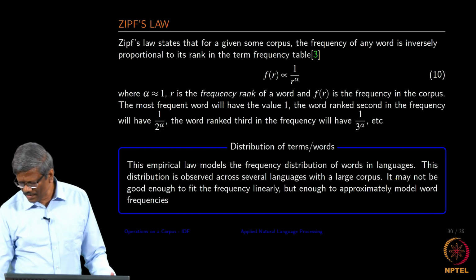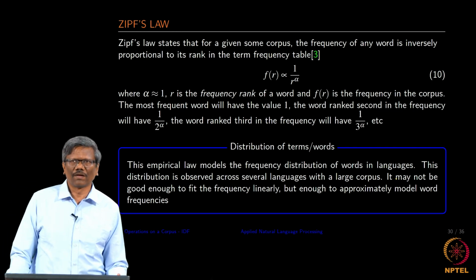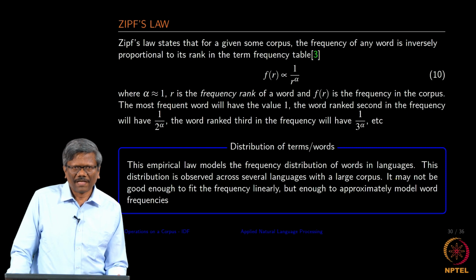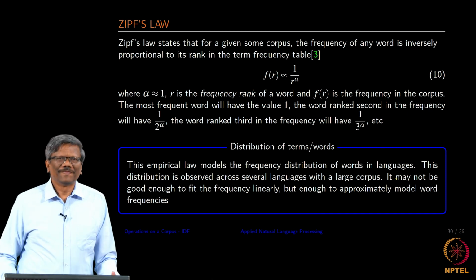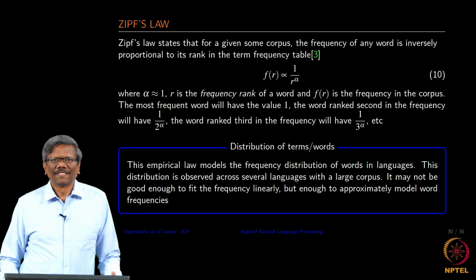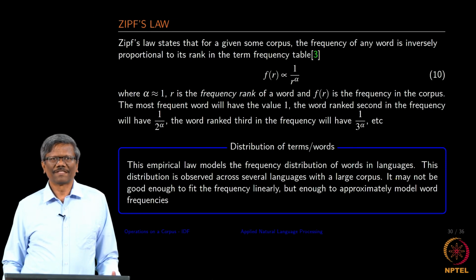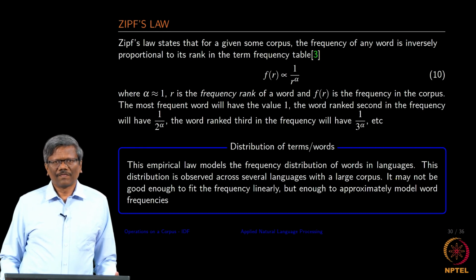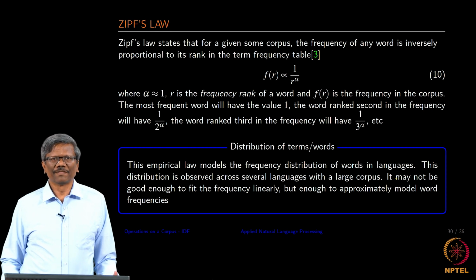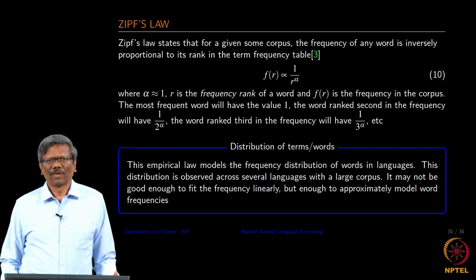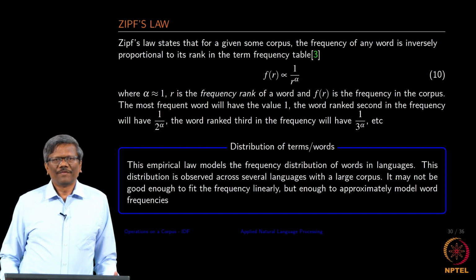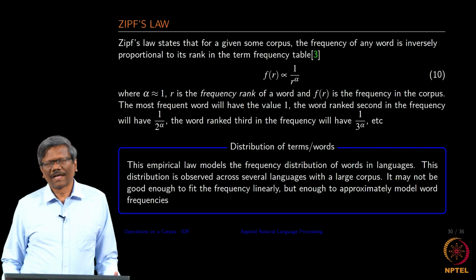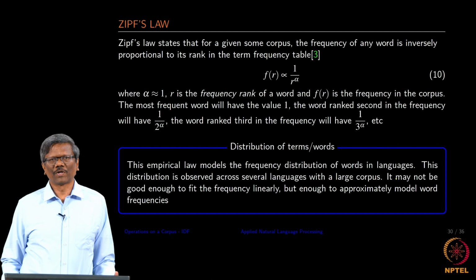So, let us look at another empirical law in natural language processing, which is called Zipf's law. Zipf's law states that for a given corpus, the frequency of any word is inversely proportional to its rank in the term frequency table. That means, if you have a word with a very high frequency, the rank would be equal to 1, right. And then if you take the second one in that rank, the frequency and the rank, if you multiply, should be the same as what you get for the first frequency and its rank.